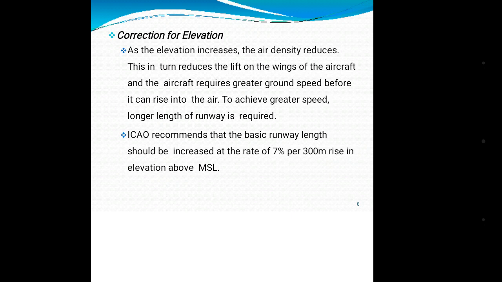So for elevation, what is the category of the correction? The air density gets reduced, and this in turn reduces the lift on the wings of the aircraft. Automatically the aircraft requires greater speed so that it can rise into the air, and for achieving this greater speed we require a longer runway. Now for this, ICAO recommends that the basic runway length should be increased at a rate of 7% per 300 meter rise in elevation above mean sea level. Once again, very important for us.